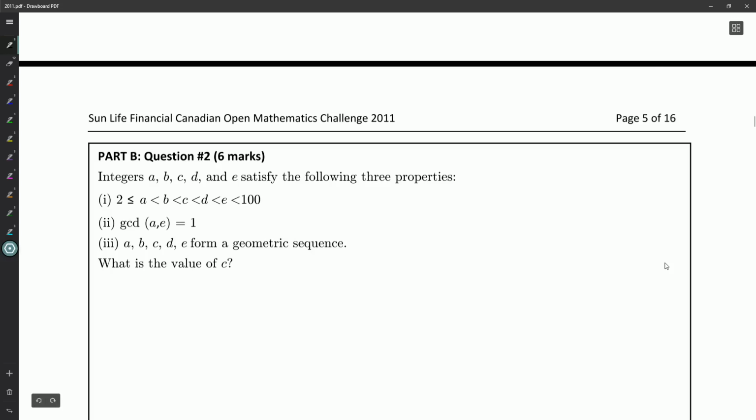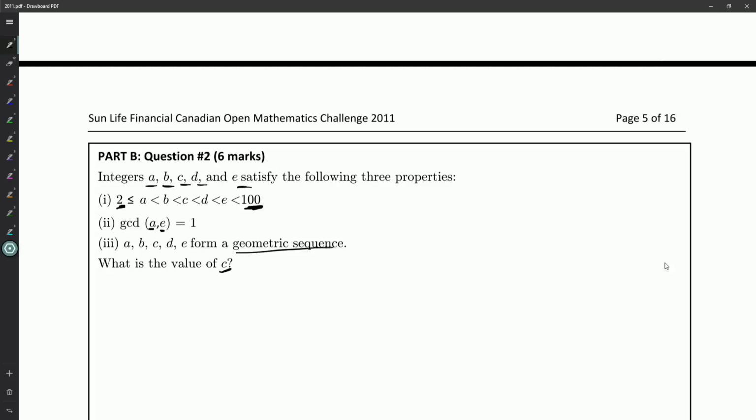What have we got? Integers A, B, C, D, and E satisfy the following three properties. A is less than B is less than C is less than D is less than E, so they're different, and they're between 2 and 100, specifically less than 100. A and E have no factors in common. Their GCD, greatest common divisor, is 1. And then A, B, C, D, and E form a geometric sequence. Interesting. And we just want to know what's the value of C.